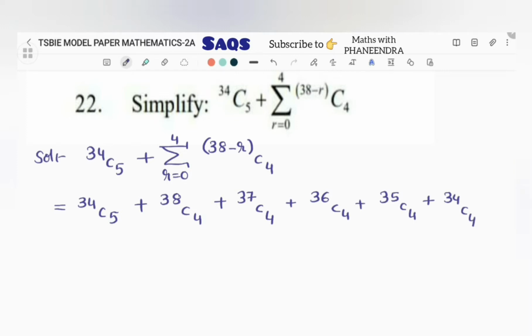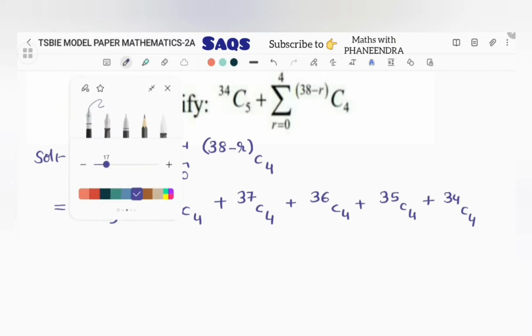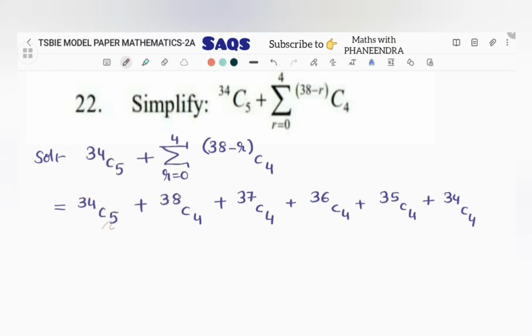After that, this is the only turning step, dear students. Here, the first term and last term are connected by one important result in permutations and combinations. The combination result, one of the important results, I am going to write here.